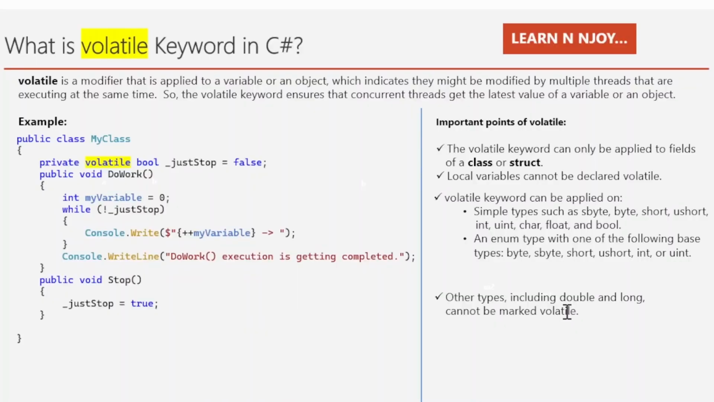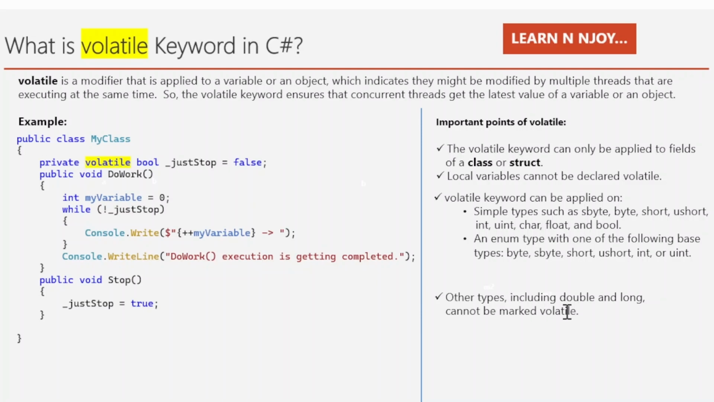Because reads and writes to fields of those types cannot be guaranteed to be atomic. So what is the solution for that? In order to protect the multi-threaded access to those types of fields, we can either use the Interlocked class members or we can use the lock statement.